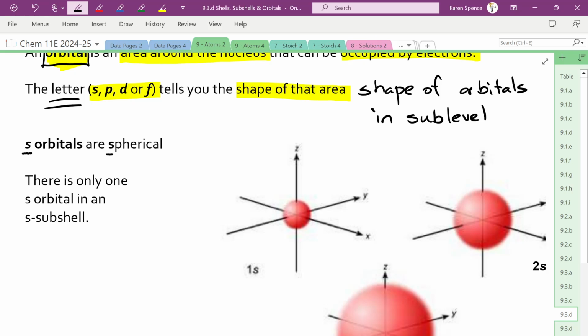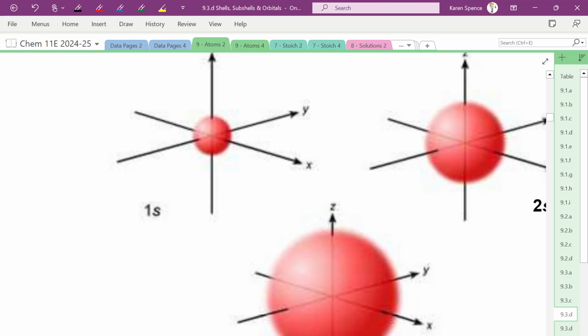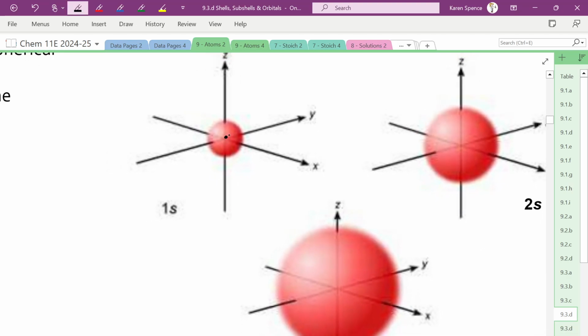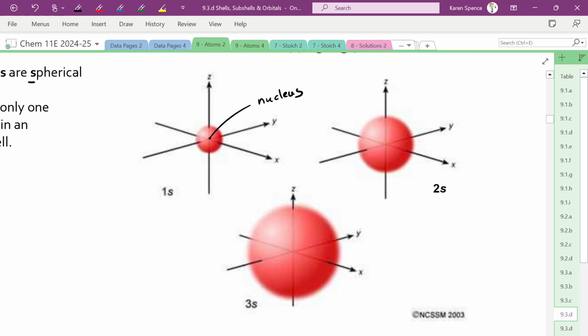All right? So at energy level 1, you can see we have a sphere, and at the center of this sphere would be the nucleus. Yeah? At energy level 2, we also have an S subshell, which is made up of 1 S orbital, just the one. And then at energy level 3, we also have an S orbital. What do you notice about these as we go from energy level 1 to energy level 2 to energy level 3? They are getting bigger, okay?